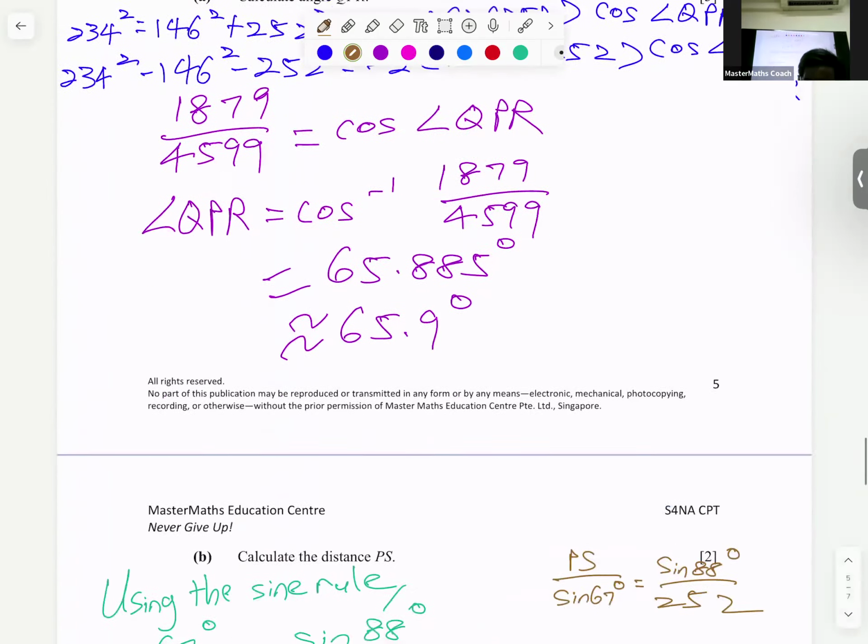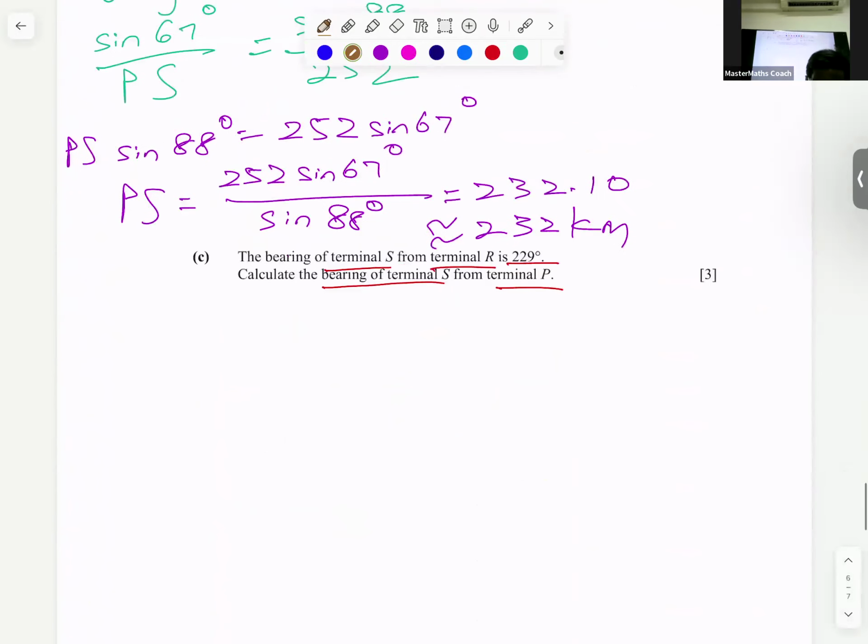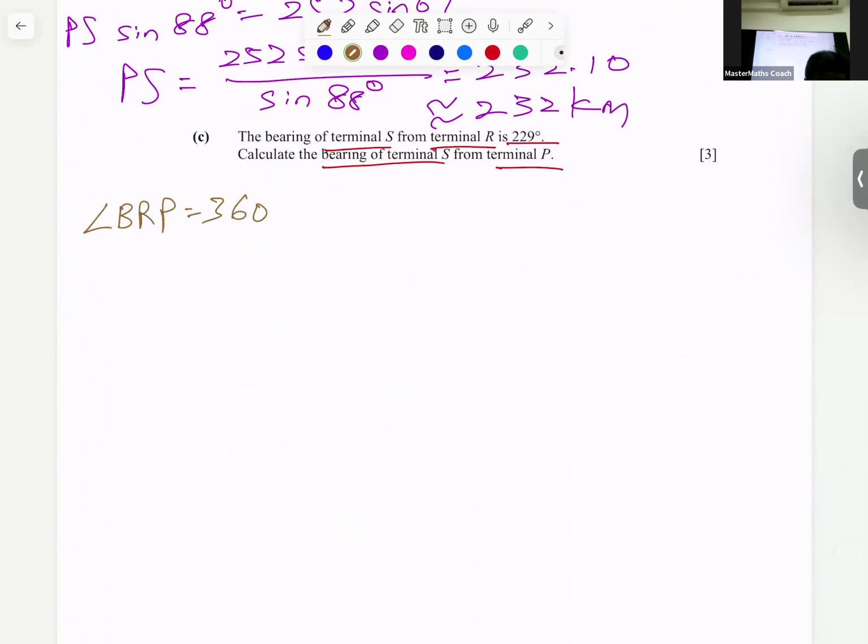So angle BRP, as what Nurin has said, is 360 degrees minus 229 degrees minus 67 degrees, which is 64 degrees. So what property is she using? Angles at a point.